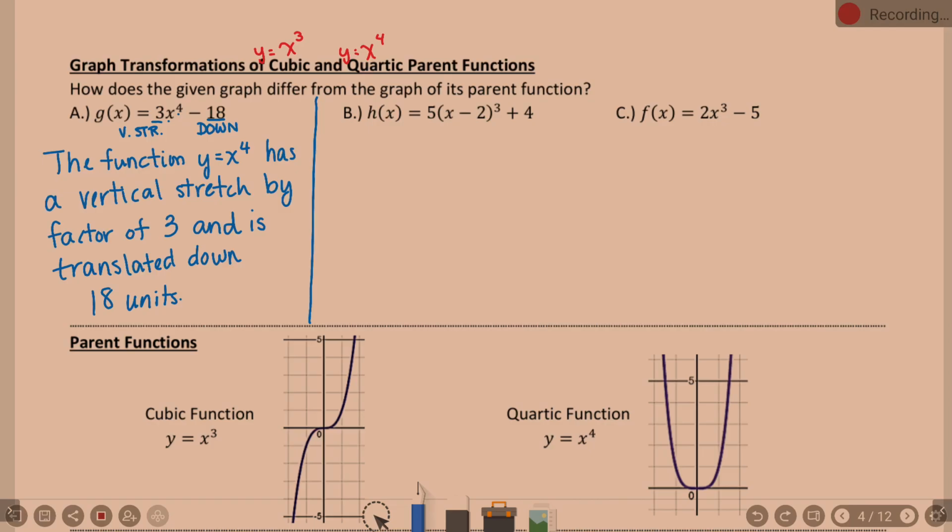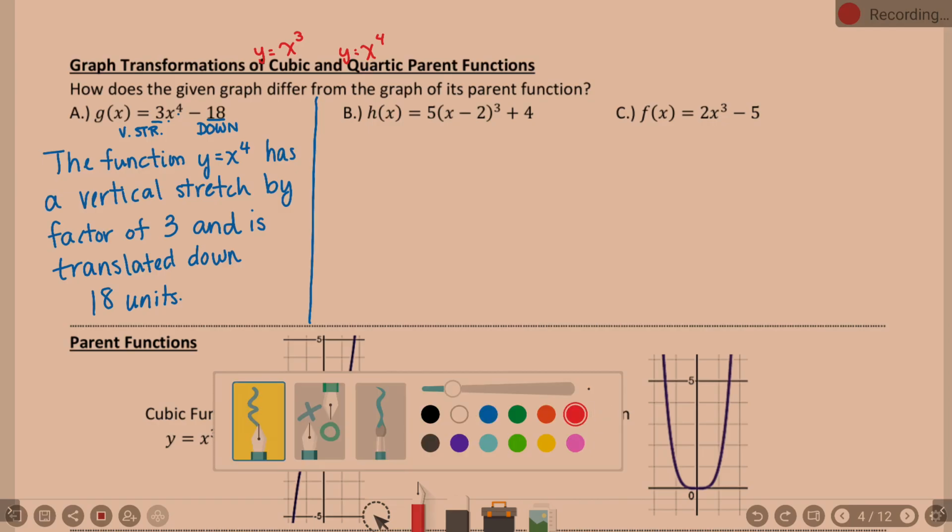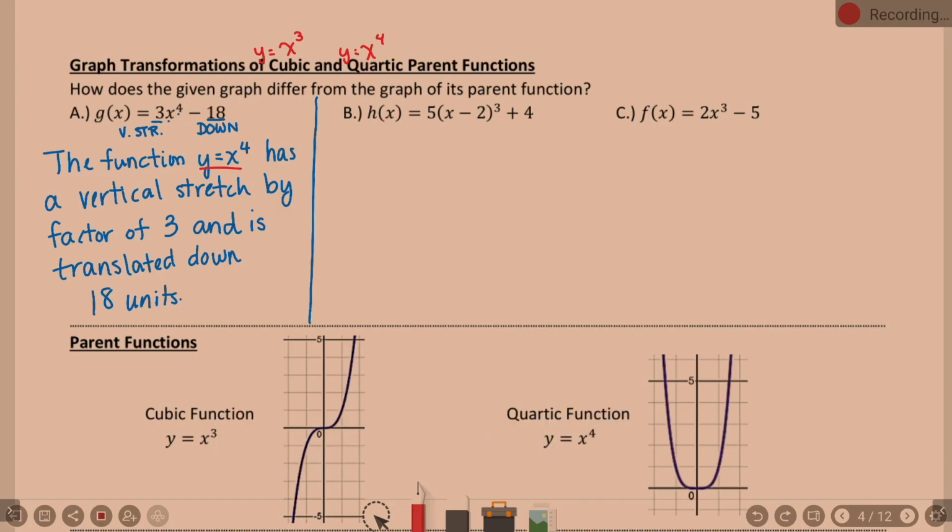Obviously, key things to mention there: y equals x to the fourth, vertical stretch, factor of 3, translated down 18. Those are some key pieces. So like when I'm grading a test, I'm going to be looking for those pieces to give you full credit.